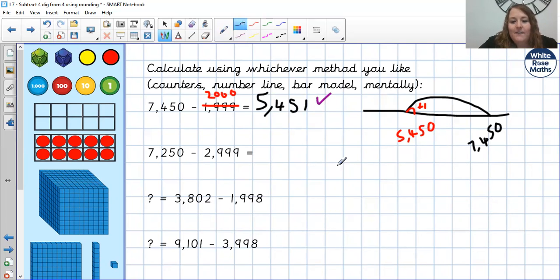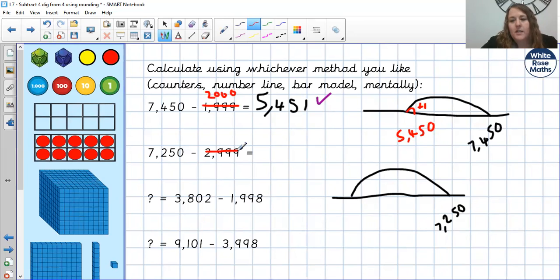Okay, next one. 7,250 this time. And this time we're going to be taking away 2,999. Again, I'm not going to write that on the top because I'm not doing 2,999. That's a really hard number. So I'm going to round it to 3,000. And I'm going to take away 3,000 here instead because it's an easier number to be working with. And apologies that that looks like a 7. There you go. So from my 7, take away 3 gives me 4. And I've still got my 250.